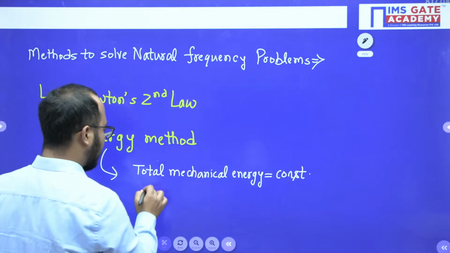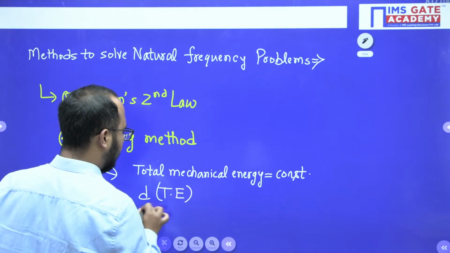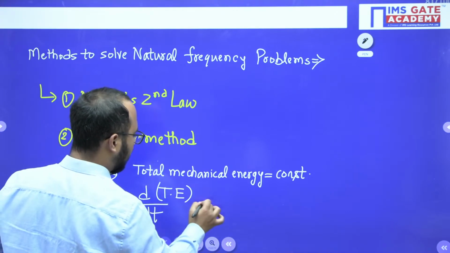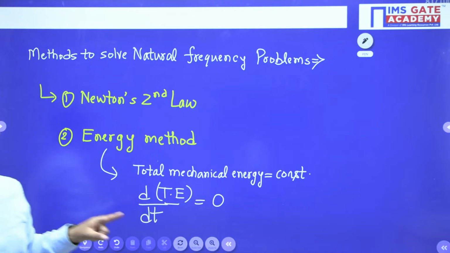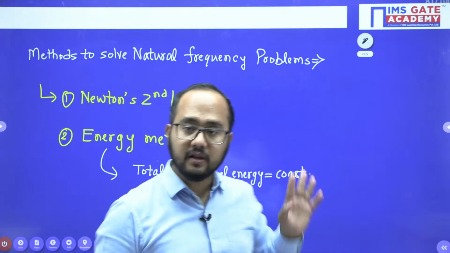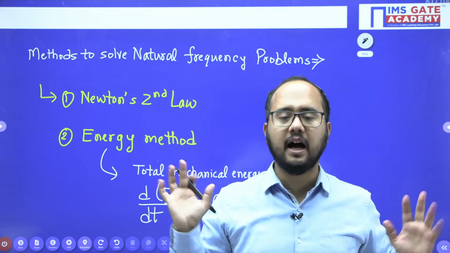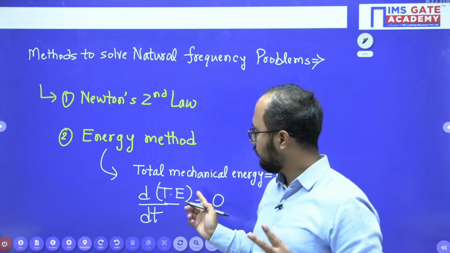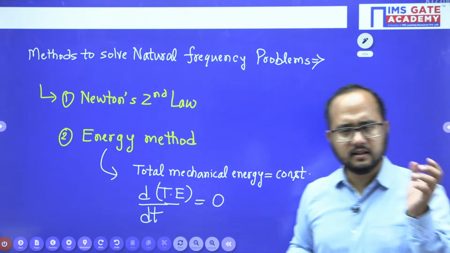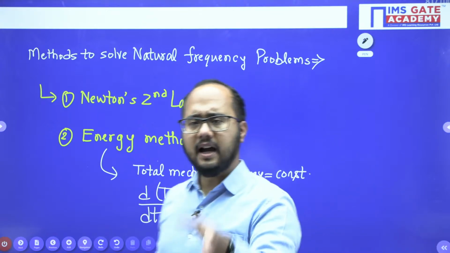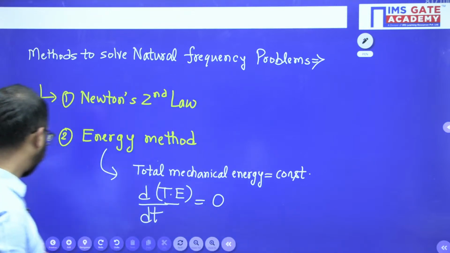If it is constant, we take the differentiation of the total energy with respect to time and equate it with 0. With the help of this relation, we will get the equation of motion for the case in which no dissipation of energy is there, that is, no damping, an undamped system. So we'll use this energy method. And in Newton's second law or the torque method, the summation of all the forces equals 0 and the summation of all the torques acting in the system equals 0.